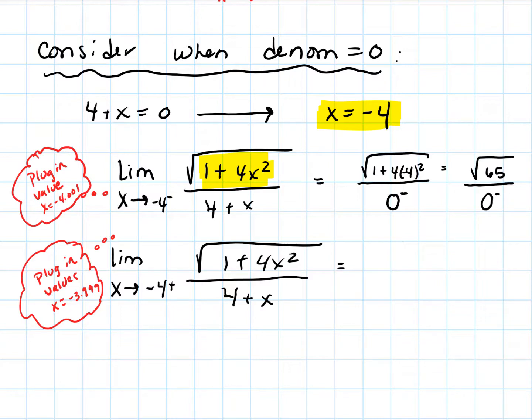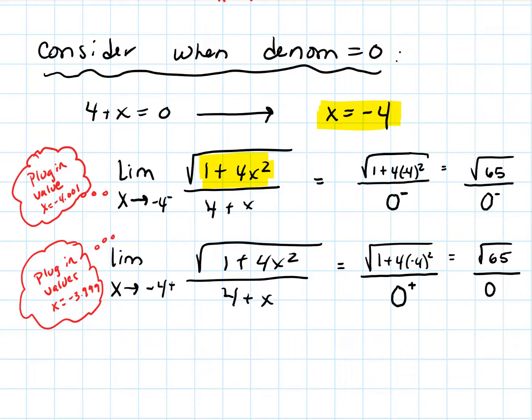Again, the numerator, though, is going to be exactly the same. We can just use direct substitution in the numerator, and so the numerator is just going to be the square root of 65. Now in the bottom, as I plug in something just a little bit to the right of negative 4, something like negative 3.999, and then take 4 plus that negative 3.999, this is going to get really tiny, but coming from the right side of negative 4, this is actually going to approach 0 from the right. This quantity in the bottom is going to approach 0 from the right.